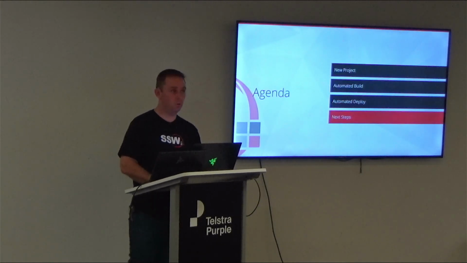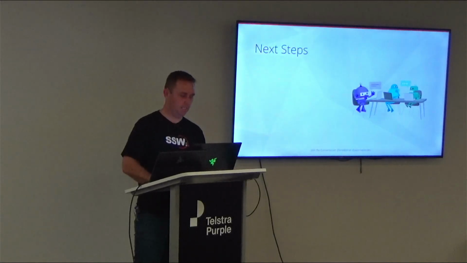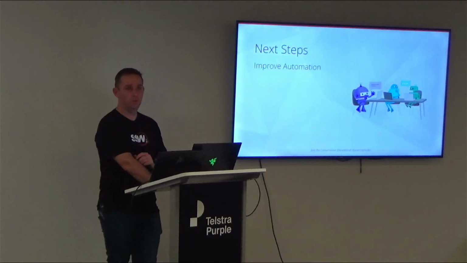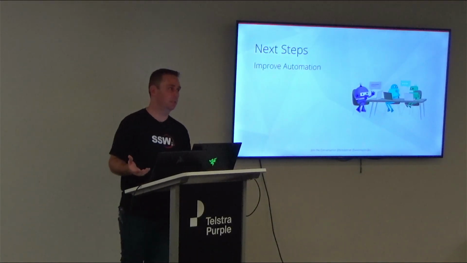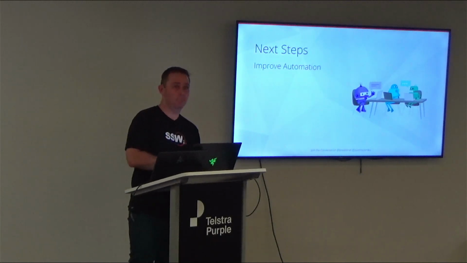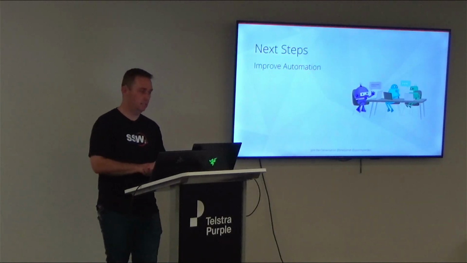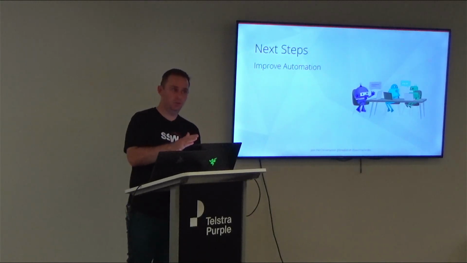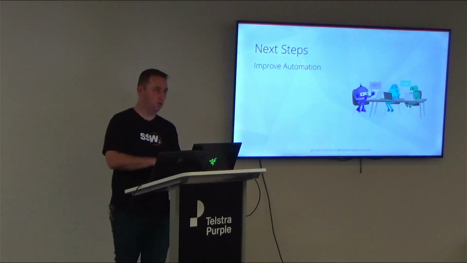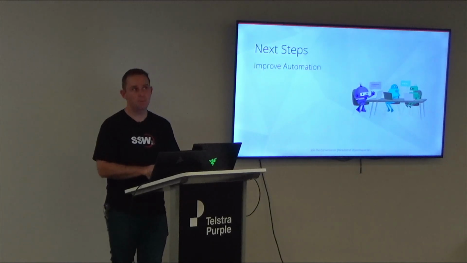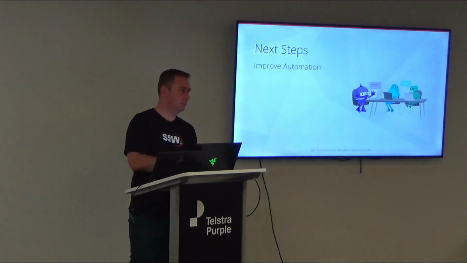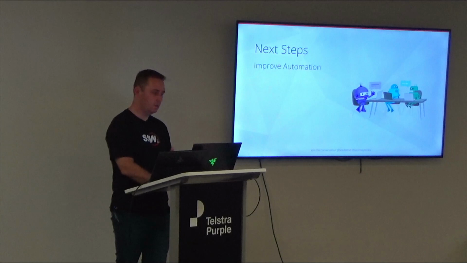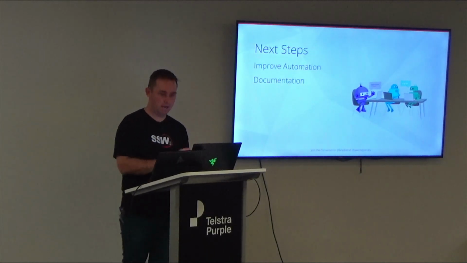Okay, so before we wrap up, I just wanted to share some next steps with you. I'd like to improve the automation. I've already mentioned that I would like the provisioning of the certificates to happen automatically, and anything else I can do to minimize the requirements of that early stages setup script, such as maybe moving the resource group creation into the Bicep template, might be good.